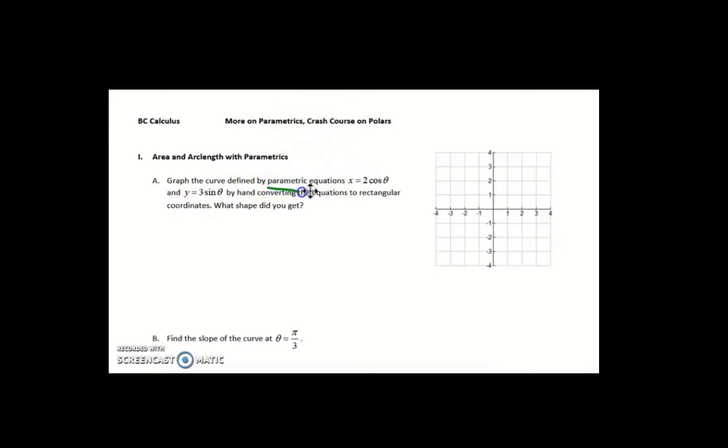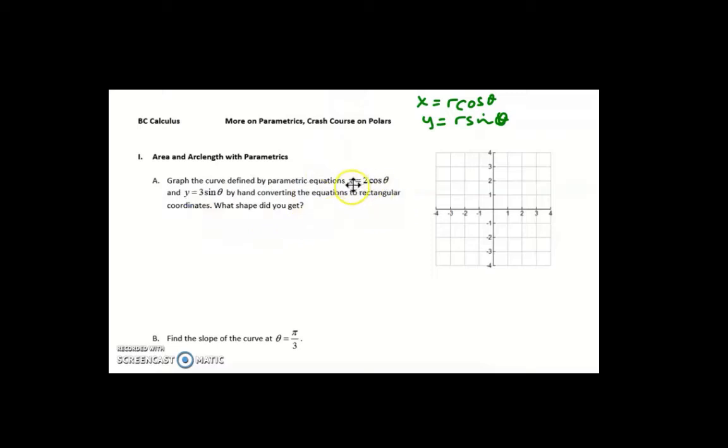But they're dealing in polars as well, because I don't know if you remember, but the basic polars are x equals r cosine theta and y equals r sine theta. That is how we transition from the polar coordinates to the rectangular coordinates. So there's a lot of similarities in here. And when we do a lot of polars, we're effectively using parametric skills.